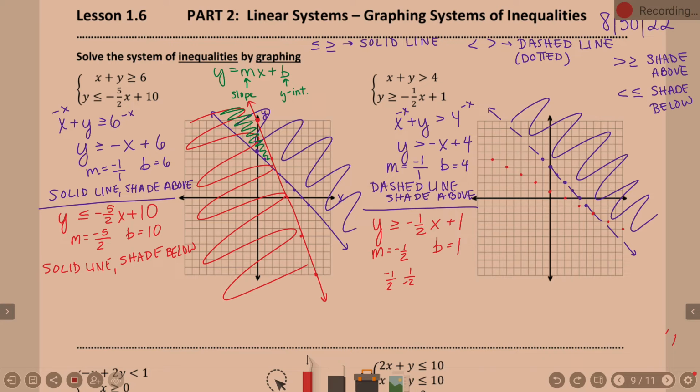Always ask yourself, what type of line? What type of shading? What type of line? It's equal to, so solid line, and what type of shading? Choices are above or below, since it's y equals. Since it says y greater than, greater than is always above. So we want to go where the y values are greater. So above.